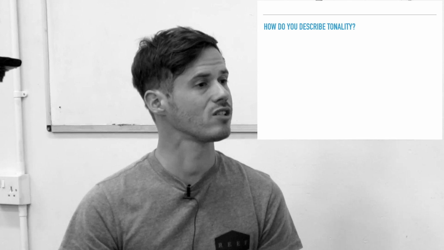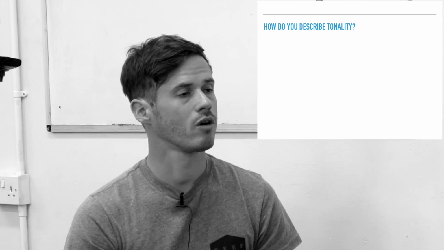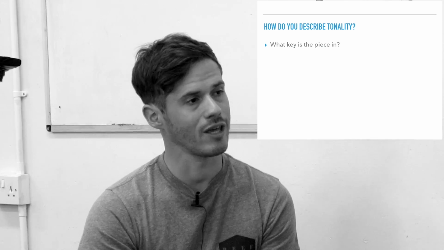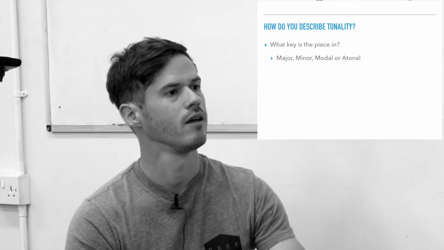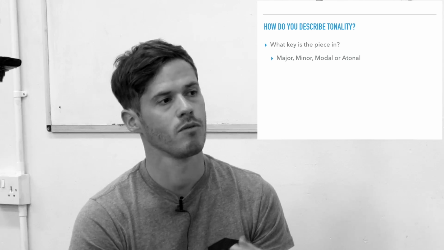So when asked to describe the tonality of a piece of music, all you've got to do is work out what key it's in. Now, in another video, I'll talk in more detail about how to work out the key if you don't already know it. But it's going to come under four categories: major, minor, modal, or atonal. Okay, it's going to be one of those.